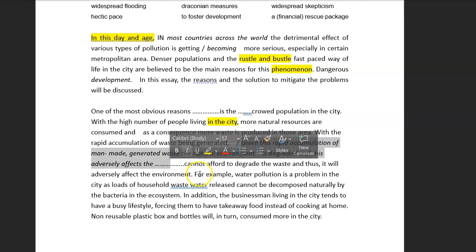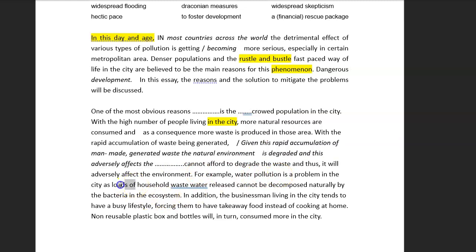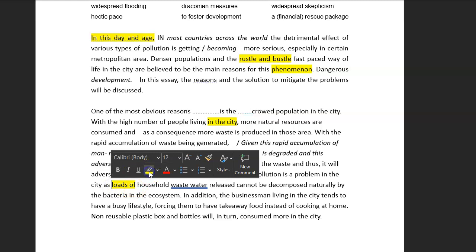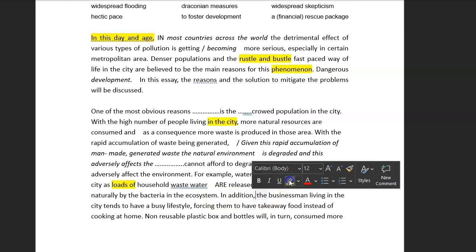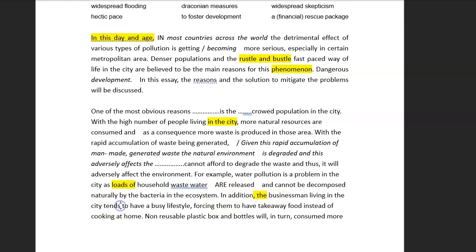Okay, for example, water pollution is a problem in the city, as not loads of, too informal, significant quantities of household wastewater are released, passive verb, released, and cannot be decomposed naturally by the bacteria in the ecosystem. In addition, many businessmen, okay, living in the city tend to have, so you're just getting it in plural here, busy lifestyle, which forcing them to prefer.